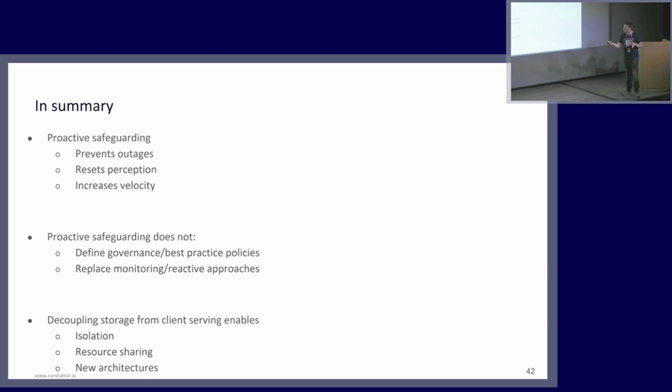And then finally, once you've implemented something like this, what you've really done is decoupled your data serving layer from your client serving layer. And this enables a lot more things. Things like isolation, multi-tenancy natively. Things like resource sharing, merging two clusters into one. And a bunch of new architectures that can achieve your business goals.